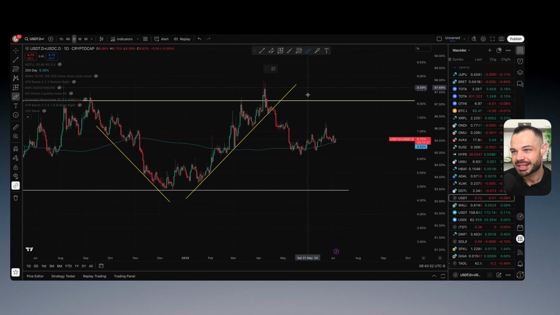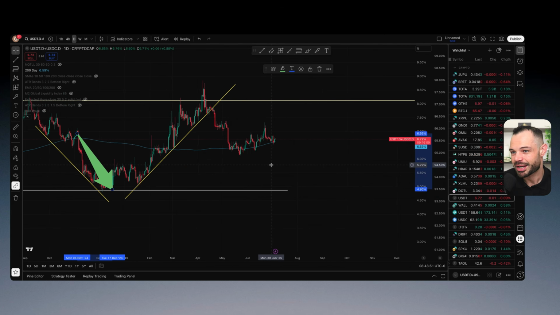And we're currently sitting, as you can see, at a key level of resistance right on the 200-day simple moving average. The last time we broke below the 200-day simple moving average was back upon confirmation in the US of those election results. And this was a rally for Bitcoin and the market as stablecoin dominance broke to the downside.